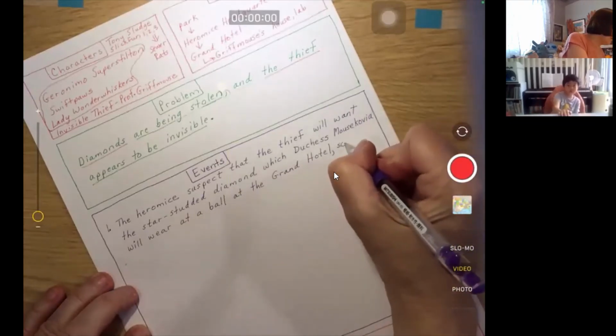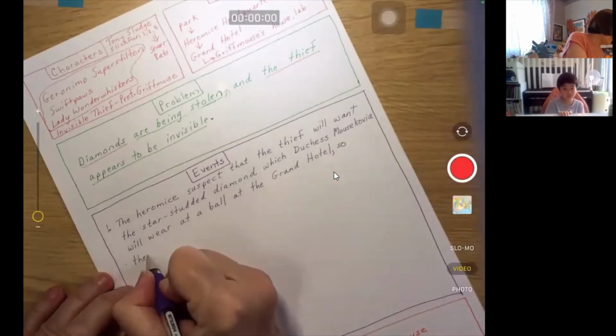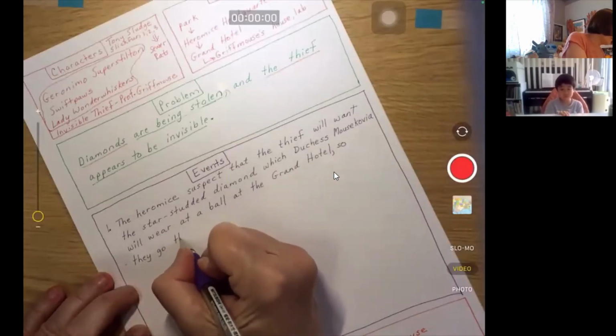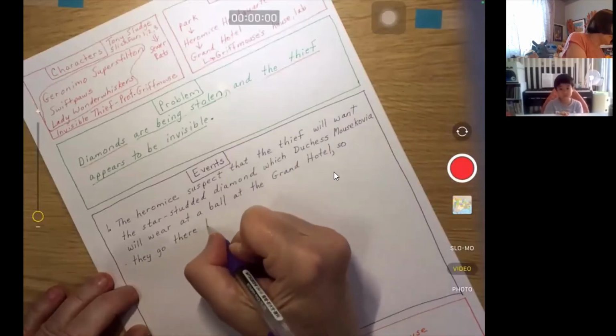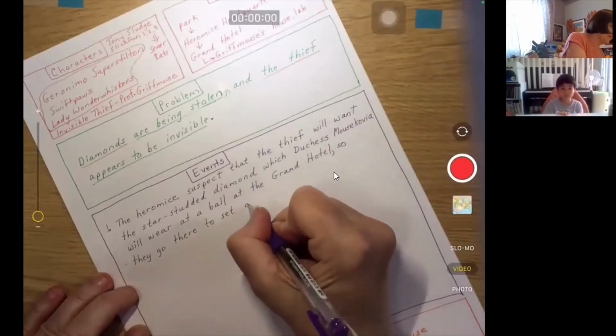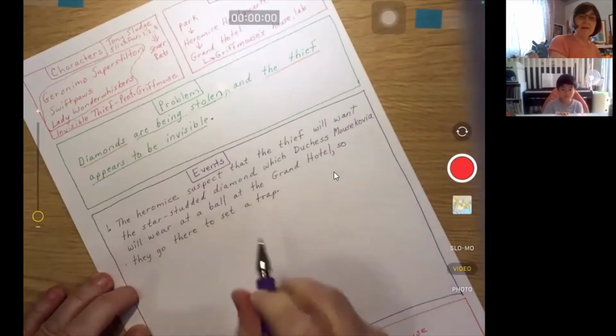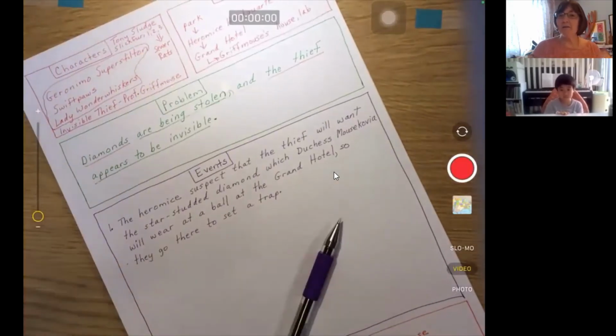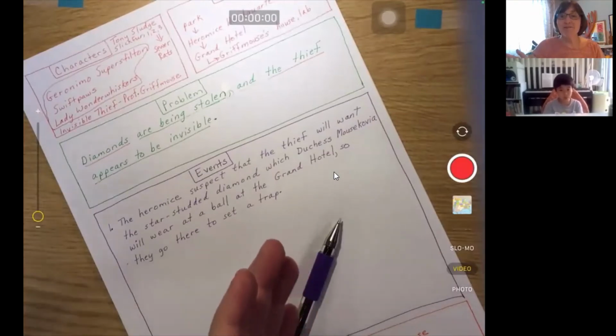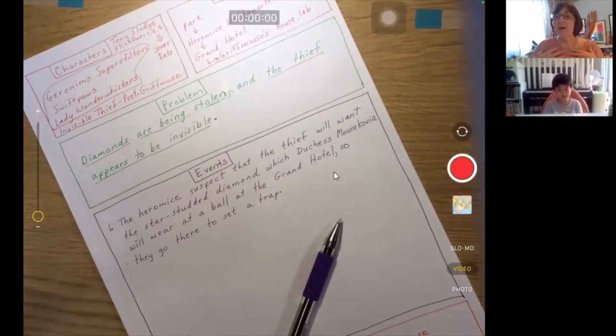So what do they do? So they go there to set a trap. Okay, so the Heromice think, how can we catch the invisible thief? We just know the invisible thief is trying to get diamonds. He keeps going to jewelry stores and stealing diamonds. And they think, you know what, tonight at this ball at the hotel is going to be the biggest diamond in the world, right? Duchess Mousecovia is going to be wearing it as a necklace. It's the biggest diamond in the world.